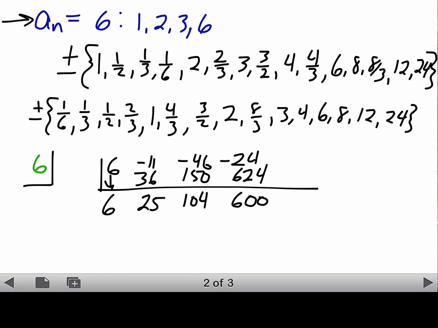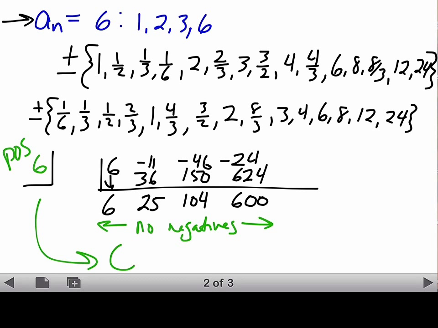Here's the criteria. If the number in the penalty box is positive, and I have no negative numbers in the bottom row of the synthetic division, then 6 is an upper bound. Notice I don't call it the upper bound. It's just that there are no solutions that are bigger than 6. If I state there are no solutions that are bigger than 6, I mean it's also true there are no solutions bigger than 8, or bigger than 12, or bigger than 24.